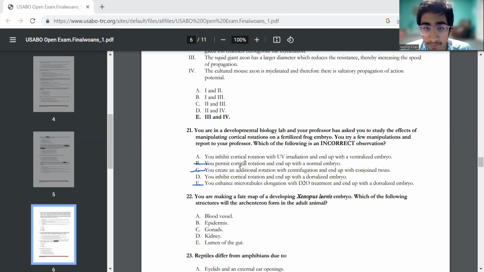I'm not sure about the other options. It's definitely not going to be a normal embryo. And I don't know about conjoined twins, but I know for sure it's going to be A or D because they have like the same reasoning, but different responses. So, that's going to be one of the answers. And I'm pretty sure that inhibiting cortical rotation will lead to ventralized embryos. So therefore, this would be a correct response, and D would be the correct answer. So this is a valid statement. Like, this is true, but we need to find what's false, and this is the one that's false. So this would be the answer. But yeah, if you know more about cortical rotations, please let me know. Always willing to learn more about this stuff.